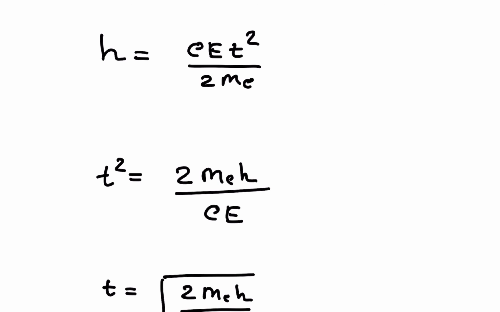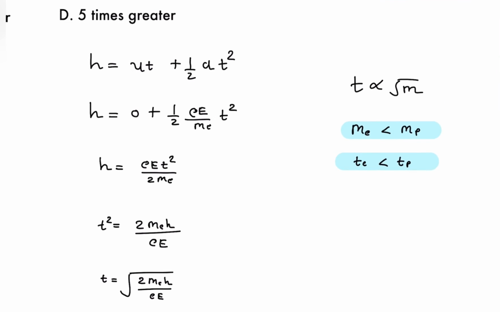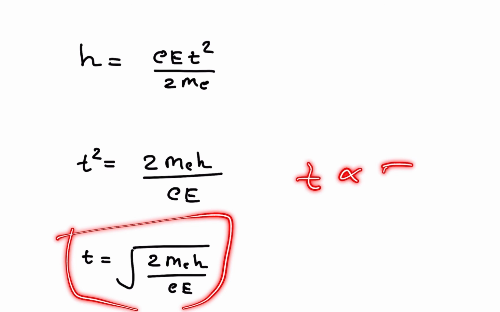So t square is equal to, making the time the subject, because we have to relate the time of falling of electron and time of falling of proton. So t square is equal to 2 me h by eE. So t is equal to square root of 2 me h by eE. So t is proportional to the square root of the mass of electron, from this equation. Similarly, t is proportional to the mass of proton also.